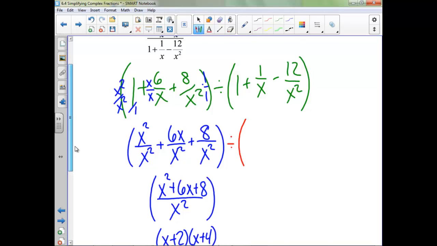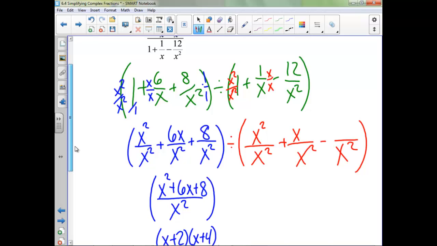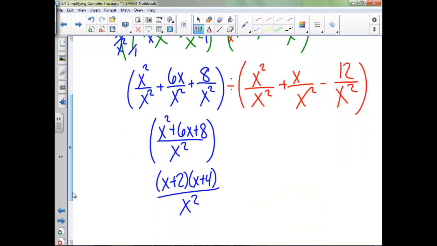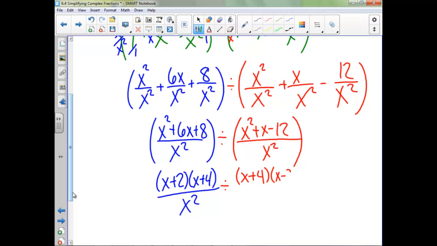So I've divided by, common denominator here is also x squared. So we had to multiply this by x squared over x squared, this one by x over x, and this last one we didn't have to multiply by anything. So our numerator here is going to be x squared plus x minus 12 all over x squared. And this will also factor. And so we've got x plus 4 times x minus 3 all over x squared.